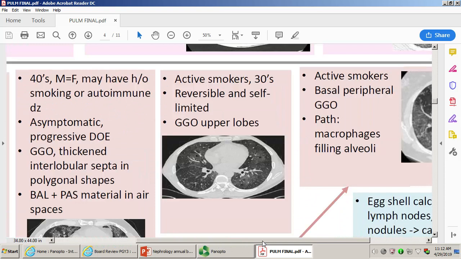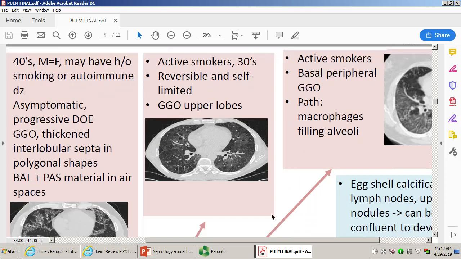Okay. Active smoker, and I won't call that middle-aged anymore, in their younger years. This is reversible and self-limited. You see ground glass opacities in the upper lobes. This is related to their smoking. RBILD, right? So respiratory bronchiolitis interstitial lung disease. Great, right? You're going to tell this person to stop smoking.